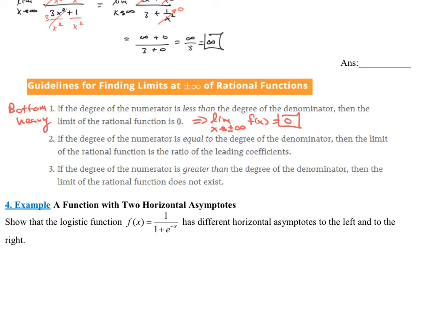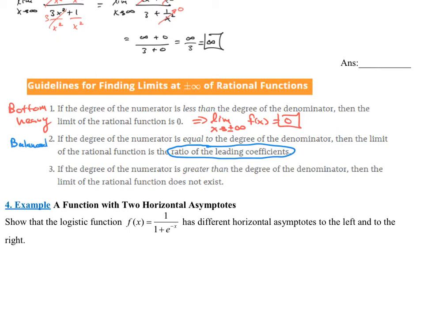Really, really cool. Number 2 here says if the degree of the numerator is equal to the degree of the denominator. Remember, this is what I call balanced. Then it says the limit of the rational function is the ratio of the leading coefficients. What does that mean to me? That means take the leading term of the top, the highest power term of top, and divide it by the highest power term on bottom. So for instance, 2x squared over 3x squared, the x squareds would simplify and you would be left with 2/3. 2/3 is the ratio of the leading coefficients.